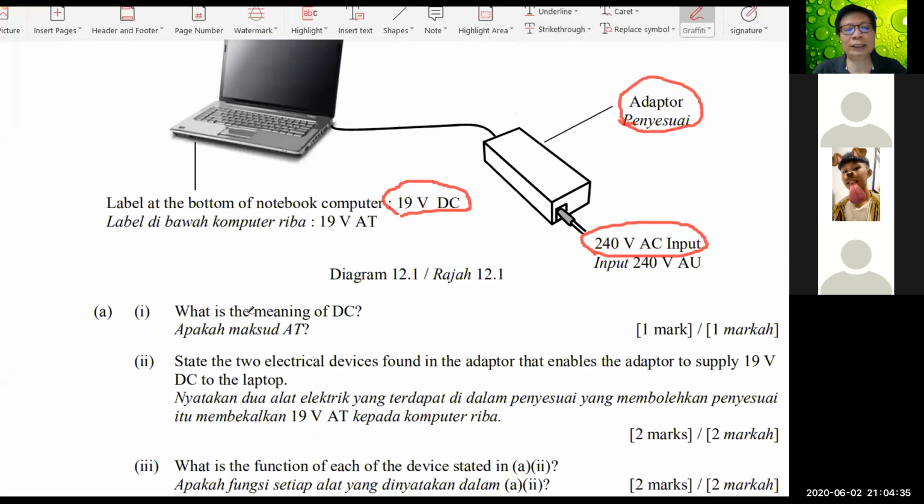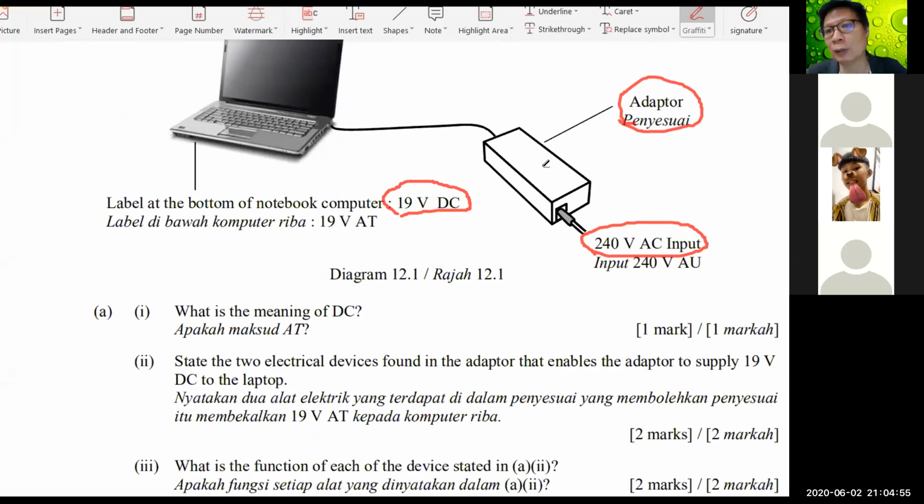The question: what is the meaning of DC? I don't want to say anything. I want you to tell me later on what DC is. And then, state two electrical devices found in the adapter. What are the things found here? Just name only two things found inside here.